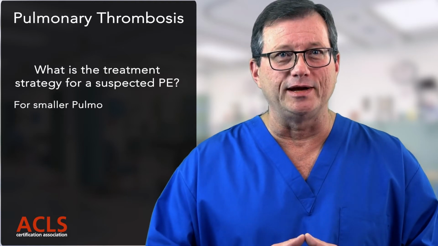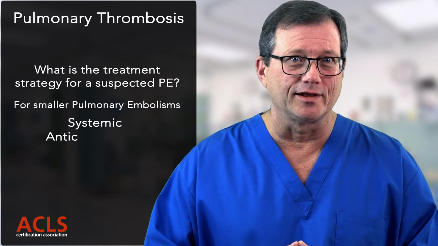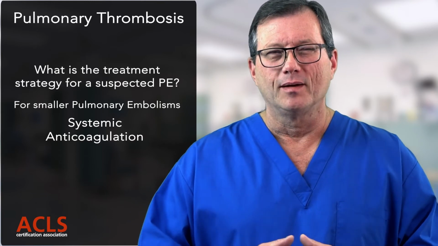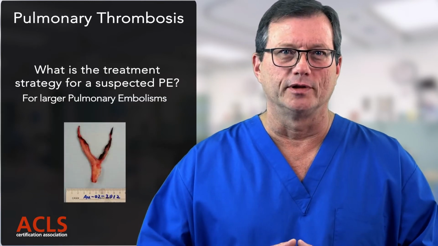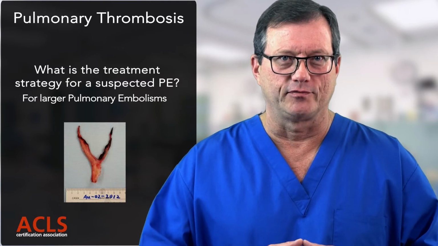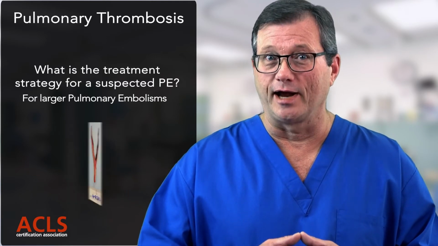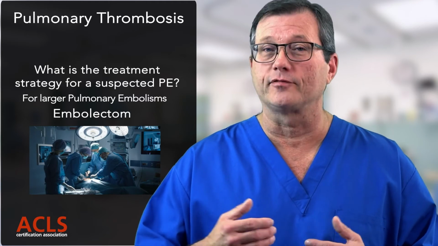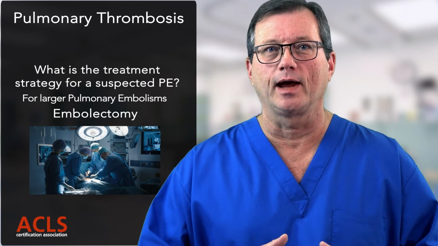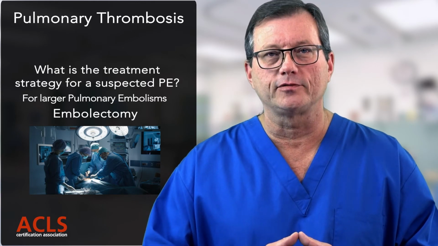Well, for smaller PEs, systemic anticoagulation to prevent the clot from growing is indicated. But if it's a really large pulmonary embolism, anticoagulation or thrombolytics may not be sufficient. They may have to go to the operating room for an embolectomy. We have to go in and physically remove that clot. It can be done percutaneously sometimes, mechanical embolectomies.